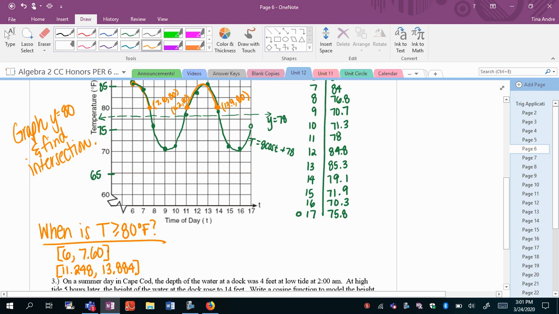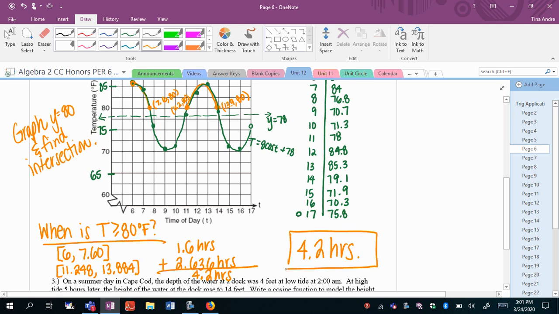So now I want to figure out, well, how long is this? So from 6 to 7.6, well, that's 1.6 hours. And then from 11.248 to 13.884, so subtract those, you get 2.636 hours. Add that together for a total of 4.2 hours. So that means for 4.2 hours, that's how long the air conditioning would be running.